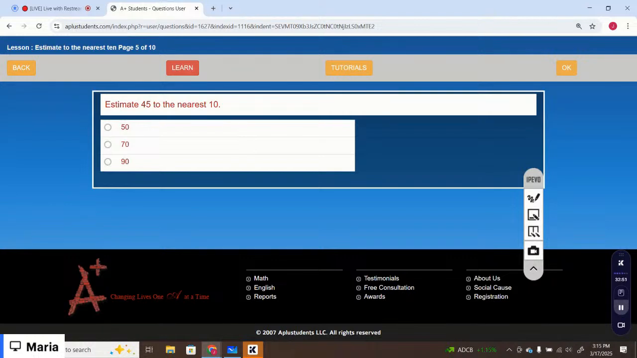Estimate 45 to the nearest 10. So 45 is rounded off to which 10? Which is the correct option? 45 is exactly the midway between 40 and 50, isn't it? So 45 is exactly in the middle of 40 and 50. So it would be rounded to 50.